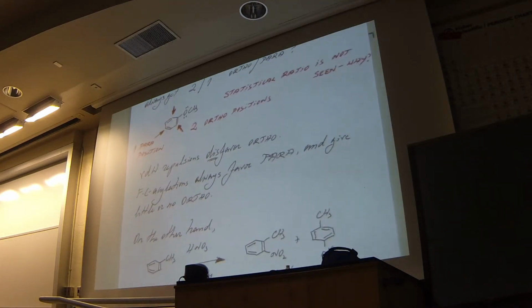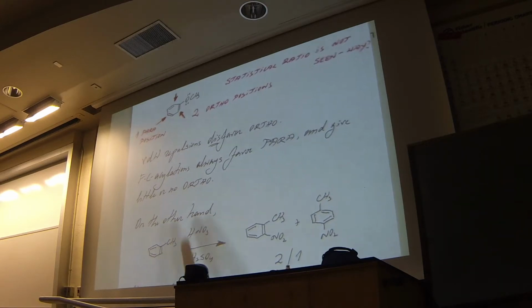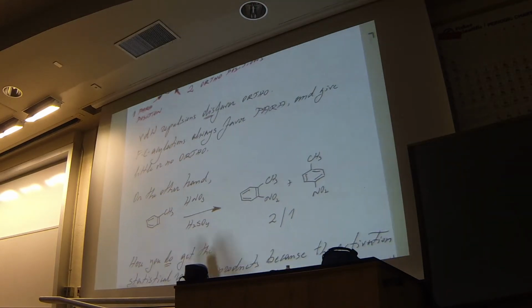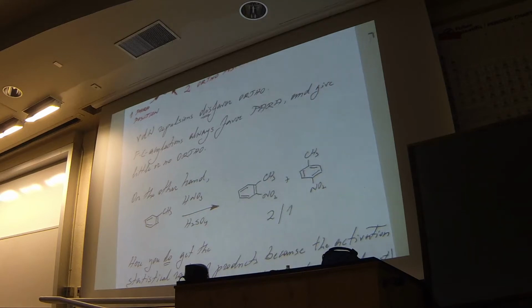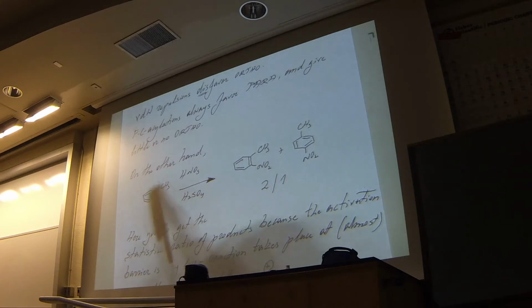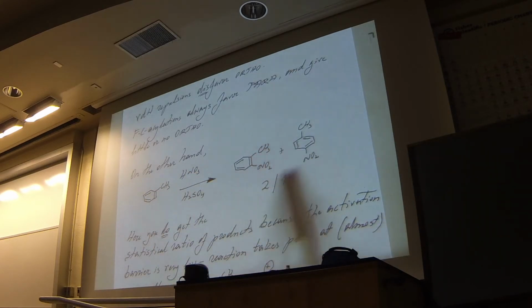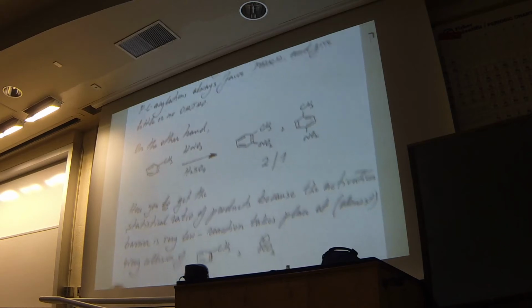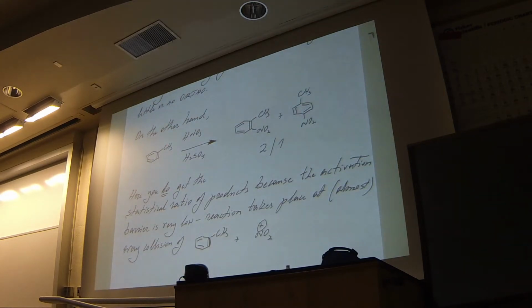And you often see that. On the other hand, if this group is small enough, like methyl is pretty small, then you do see the statistical ratio. Here the activation barrier is very small because this is electron rich and this is reactive. Methyl group is small, so here, in fact, you do see the statistical ratio. But in most cases, you won't. You'll see a ratio that's skewed to favor the para product just because of the van der Waals problems that you encounter. Okay?